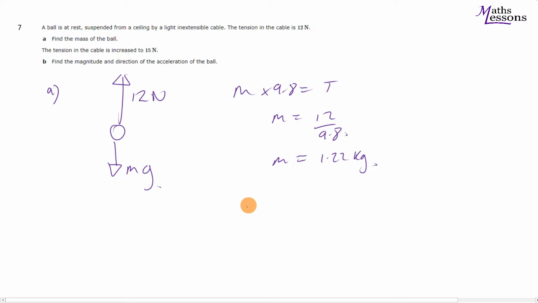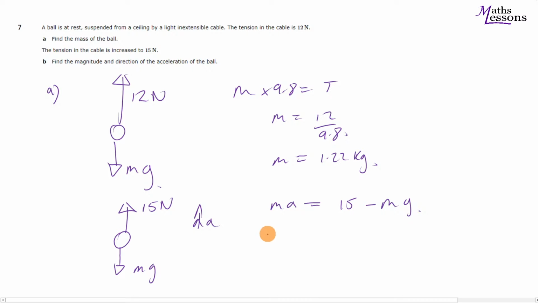Now we're going to replace this with a diagram where we have 15 newtons as our tension, and we've still got the same mg acting down, so therefore it's going to accelerate upwards because we've increased the force here, so it's no longer in equilibrium. So we've got ma, our resultant force, will equal everything in the same direction, 15, minus everything in the opposite direction, mg. So we've got 1.22, and there's going to be more decimal places kept in the calculator for this, equals 15 minus 1.22. Again, use the full decimal display on your calculator, times by g.